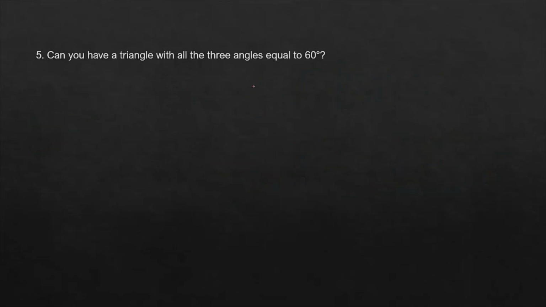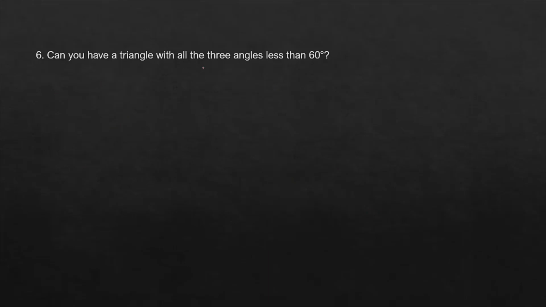Can you have a triangle with all three angles equal to 60 degrees? Let's add 60 degrees thrice. All three angles being 60 degrees gives us 180 degrees, which is correct. Yes, we can have a triangle where all three angles equal 60 degrees.